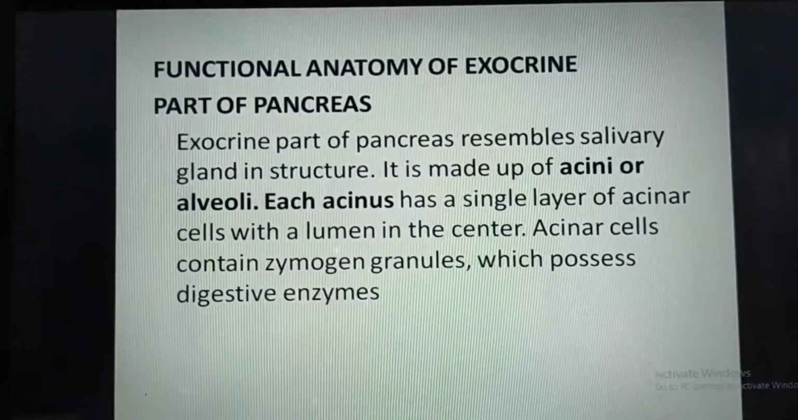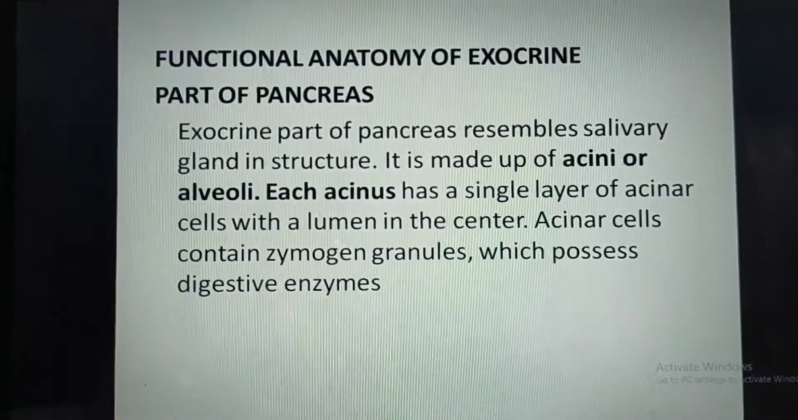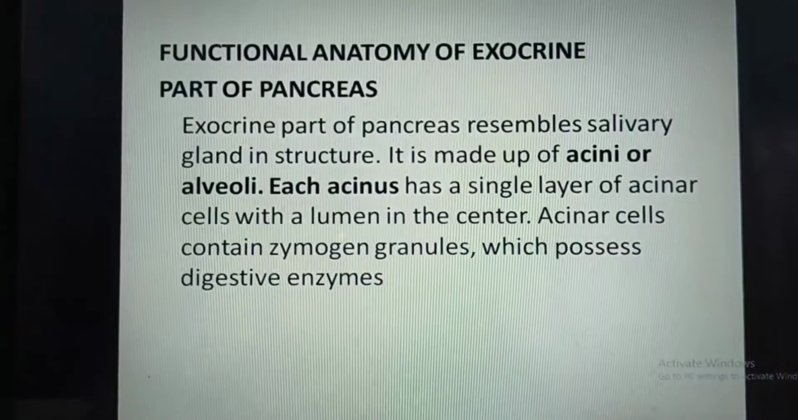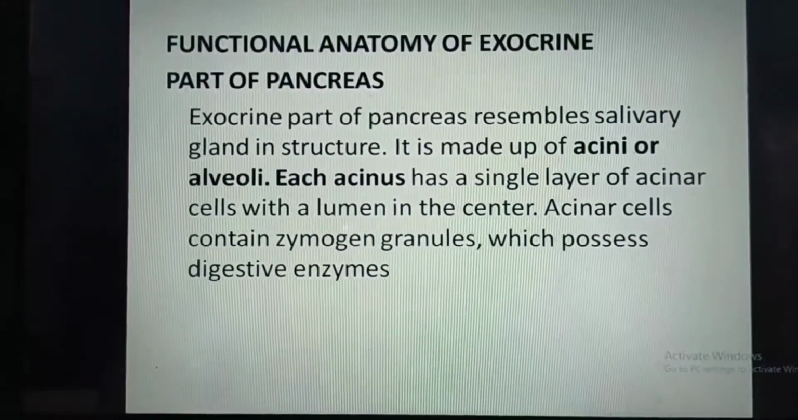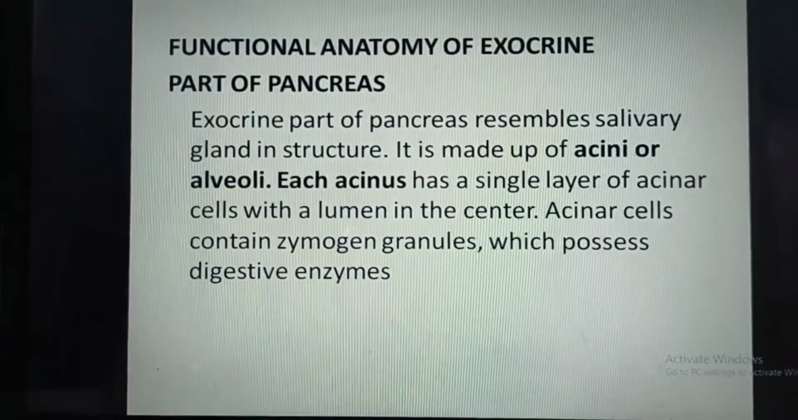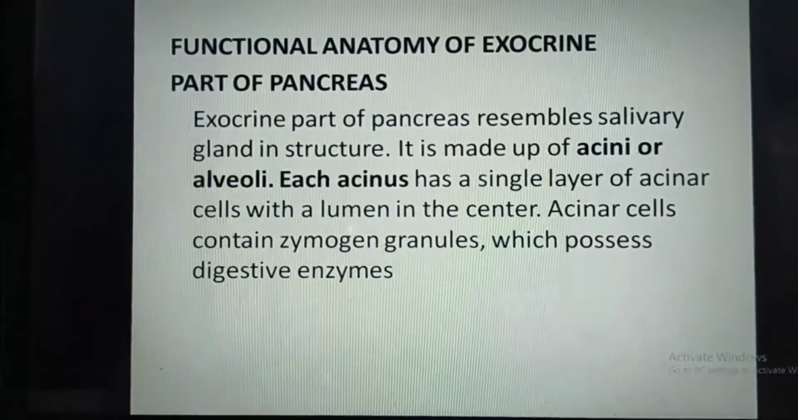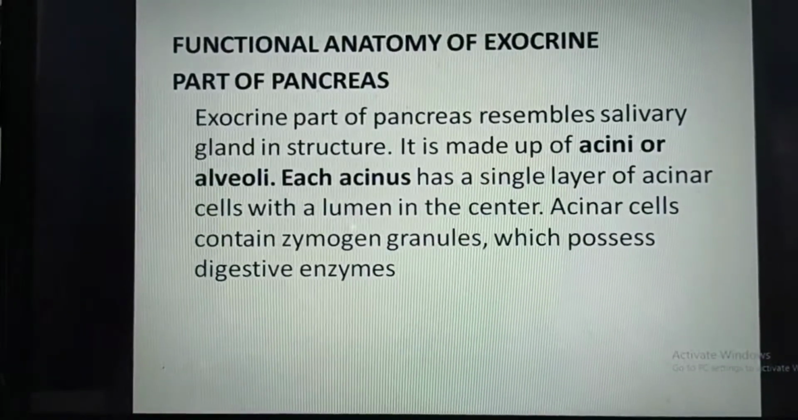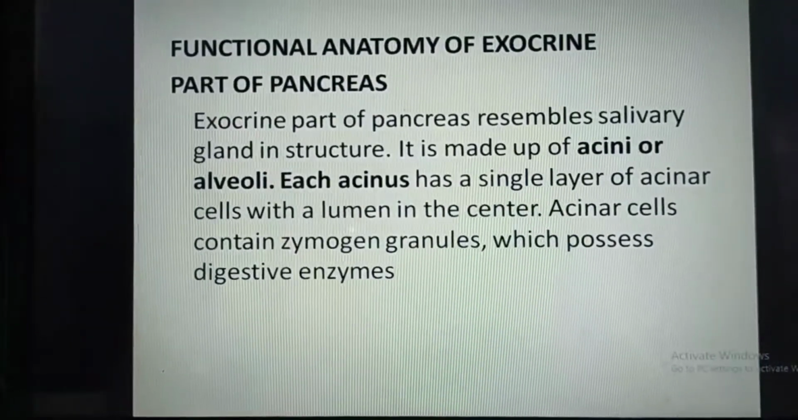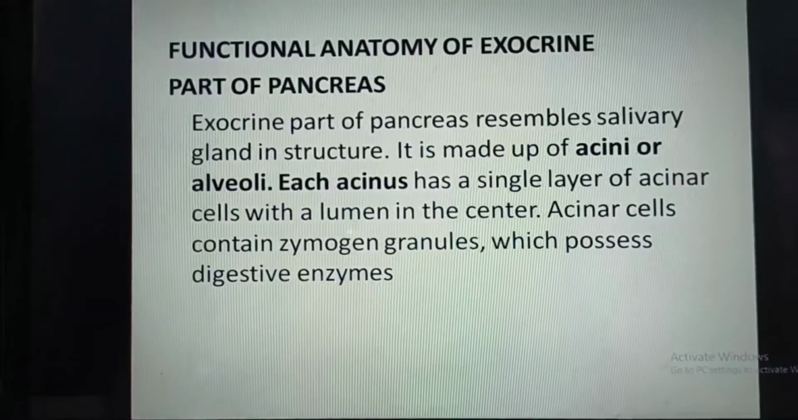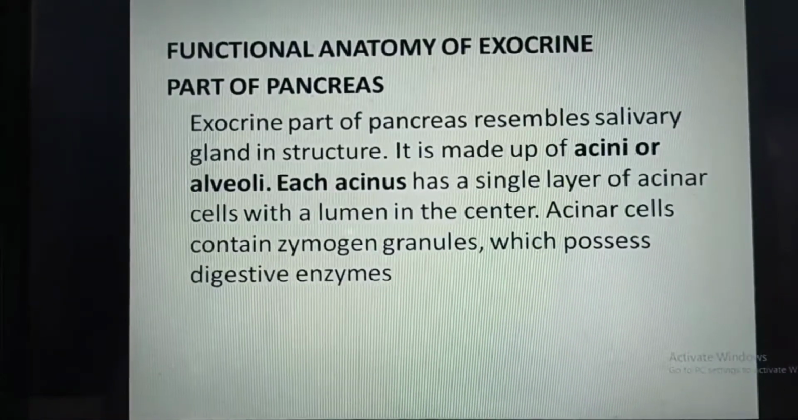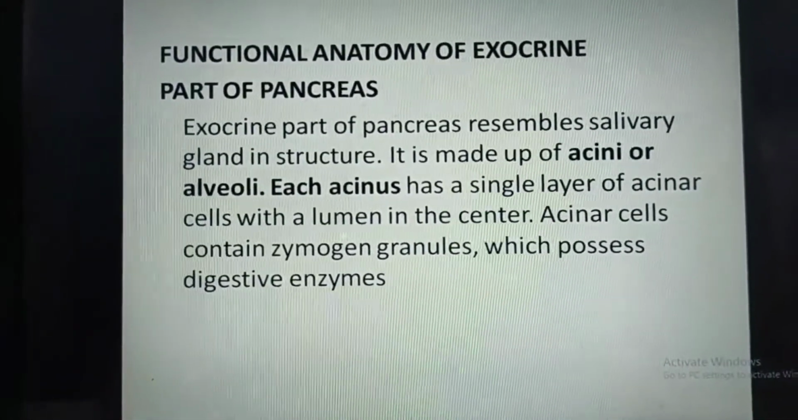Functional anatomy of the exocrine part of the pancreas. Exocrine part of pancreas resembles salivary gland in structure. It is made up of acini or alveoli. Each acinus has a single layer of acinar cells with lumen in the center. Acinar cells contain zymogen granules which possess digestive enzymes.